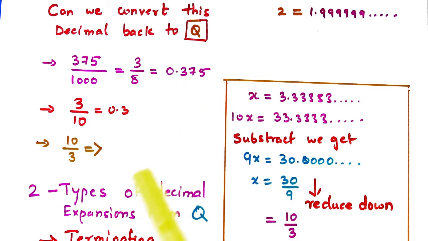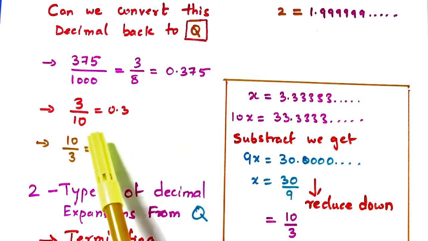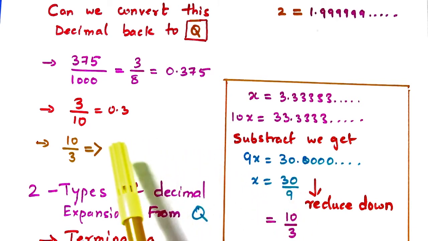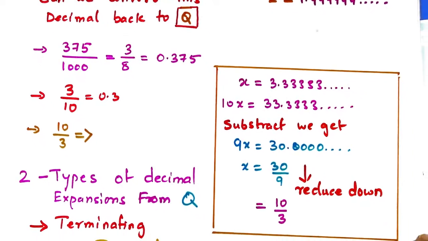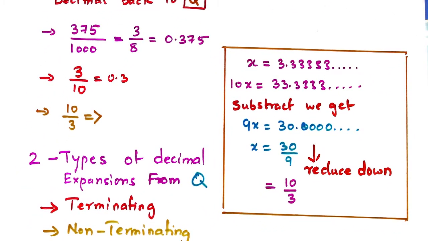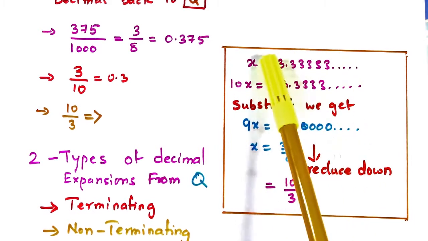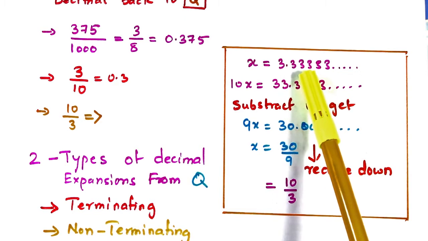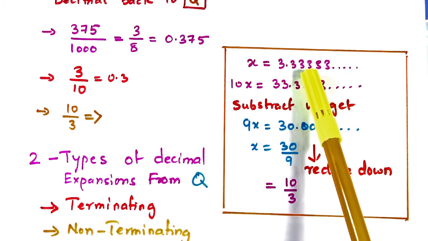Alright, let's take 3 by 10. Obviously we know that it is 0.3. Now we will see an example of whether we can convert the decimal number back to the fraction. Let's say we have x is equal to 3.33. This is a decimal number we have to work on, and we want to convert this decimal number back again into a fraction number or a rational number, right?